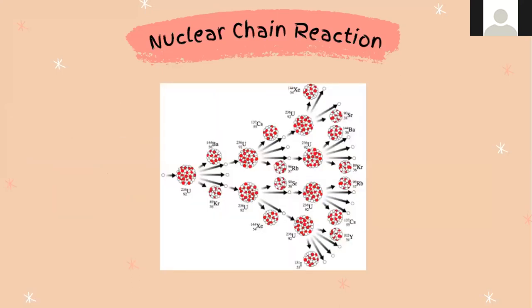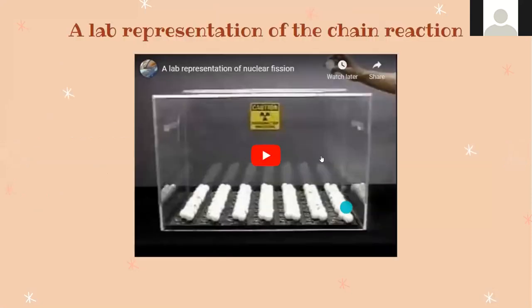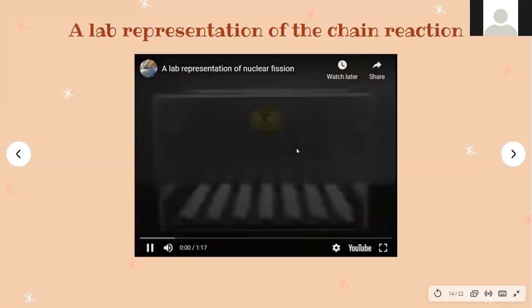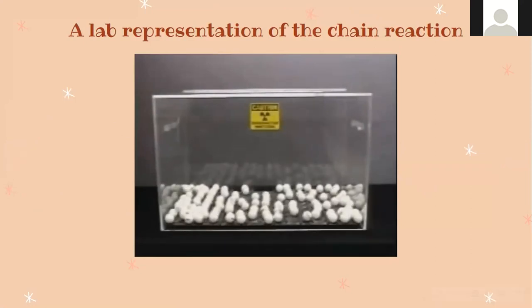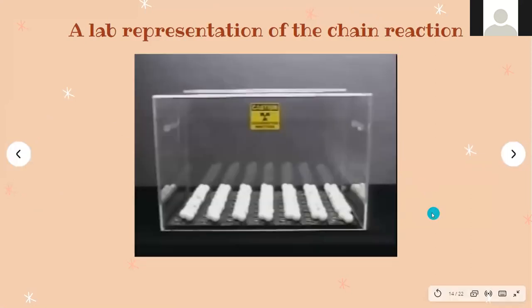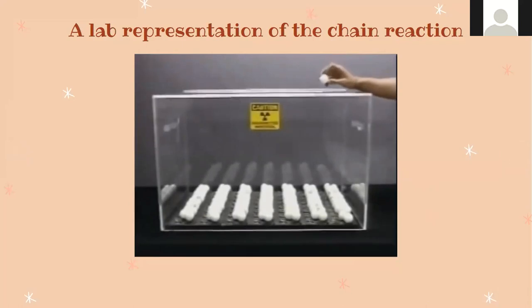Now, this is the diagram of how it happens. The neutrons from the first fission will go and hit the next nucleus and it just continues that way, like a series of fissions, one after another. This is a very common lab representation of the chain reaction. You can see one impacting the other. I think we can see it in a slower mode here.